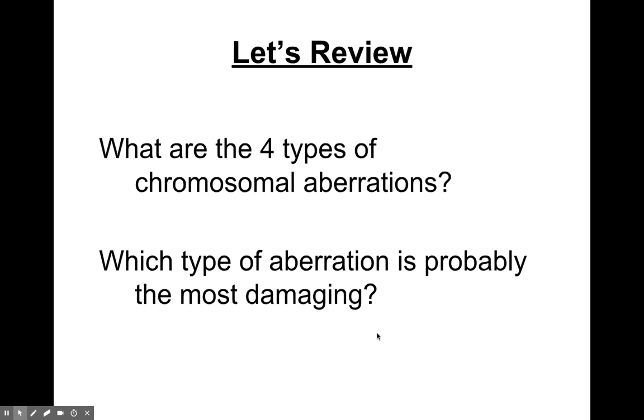Okay, so in the slideshow, let's review. What are the 4 types of chromosomal aberrations? There were 5, so you guys should know this. The last one is non-disjunction. And which type of aberration is probably the most damaging? So these are 2 questions you guys need to think about, as well as the essential question.